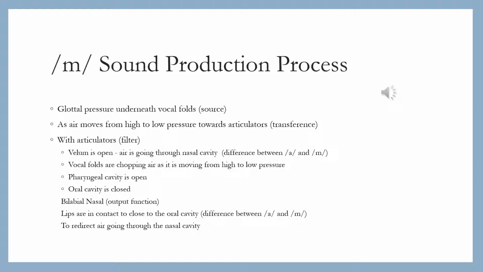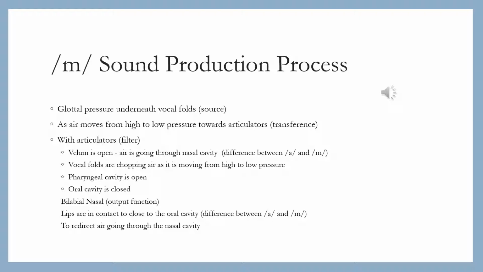So now that we've talked about the ah sound production process, we're going to talk about the M. So now that you have the background of how the ah works, it's very similar, but it also has some differences between the vowels. So an M is a consonant. So again, you'll still have the same source, so the glottal pressure underneath the vocal folds. Next, again, very similar as air moves from high to low pressure towards the articulators. This is the transference part of the source filter theory model.